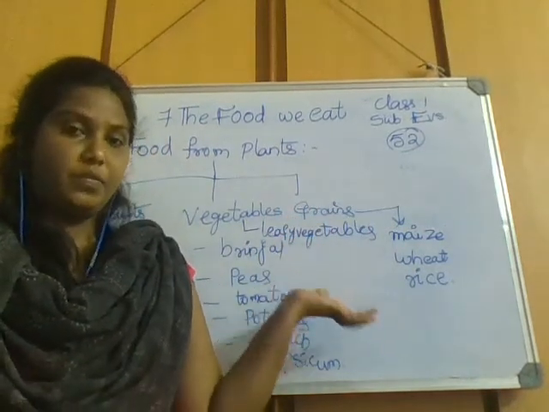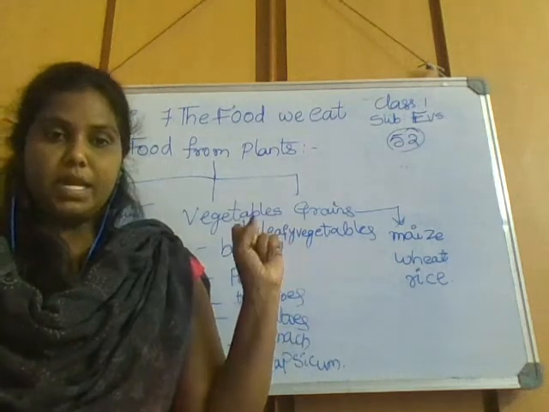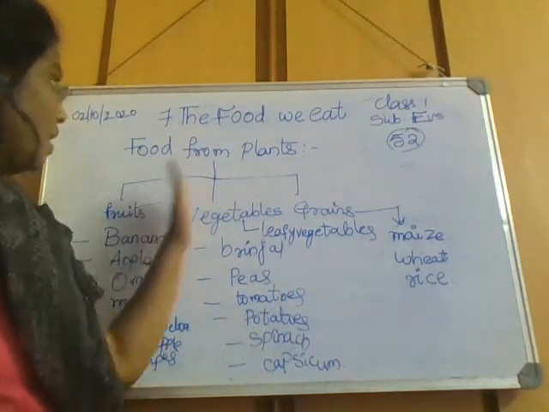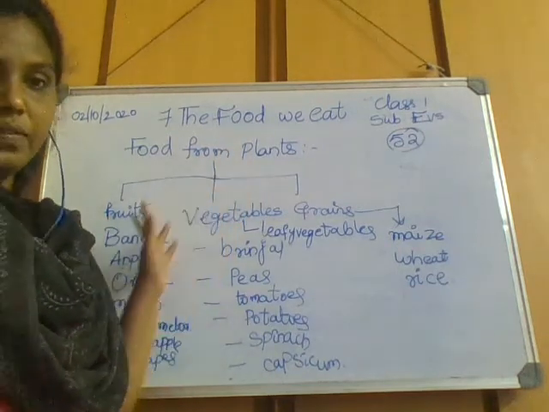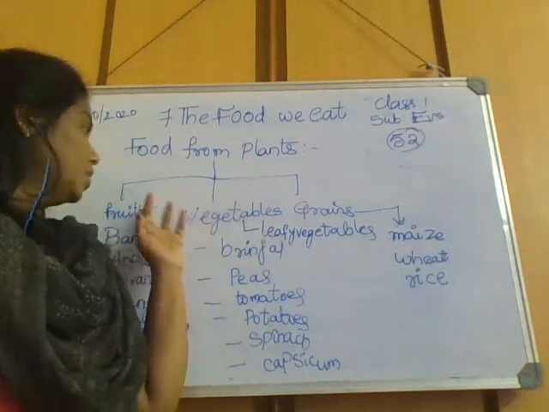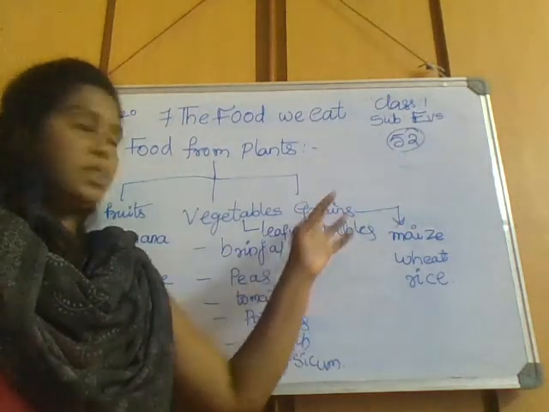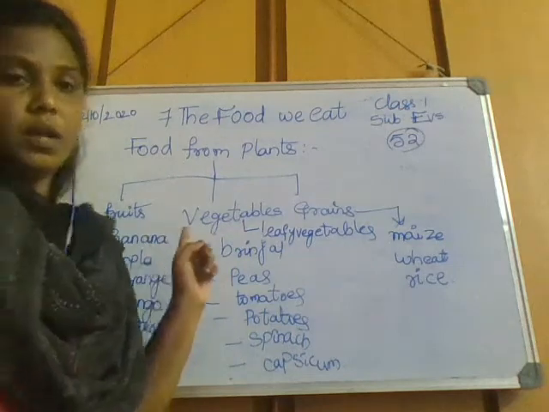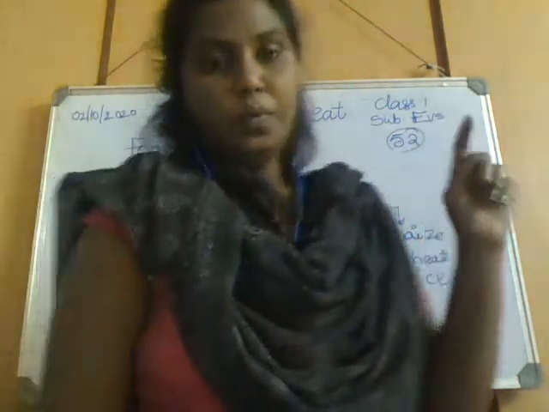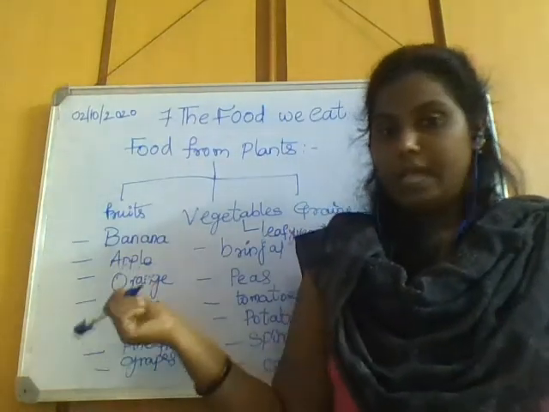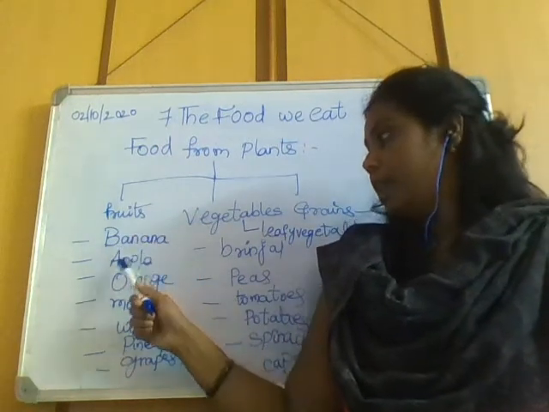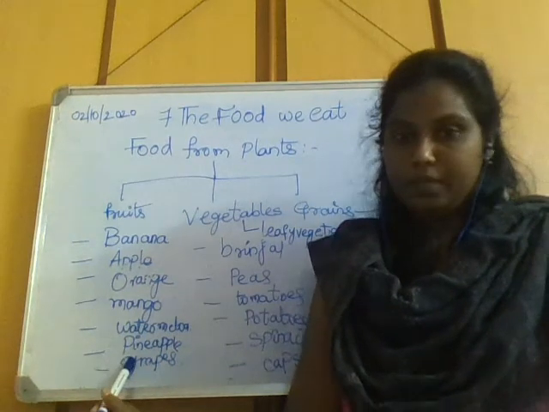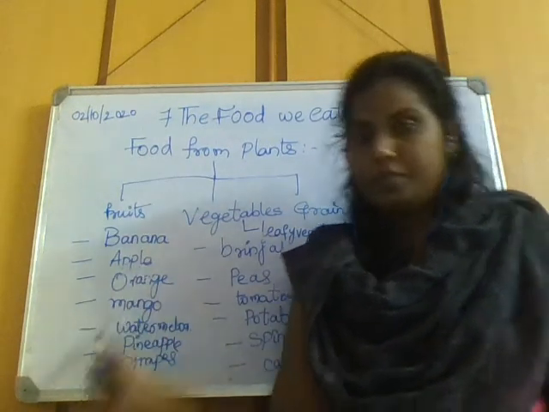Generally where do we get food from? We get food from plants and animals. From plants we will get three kinds of foods, that is fruits, vegetables, leafy vegetables as well as grains. So what comes under fruits? Fruits are raw type, that is we need not cook them, we can take them raw. And here are the fruits: banana, apple, orange, mango, watermelon, pineapple and grapes. These are some examples of fruits.